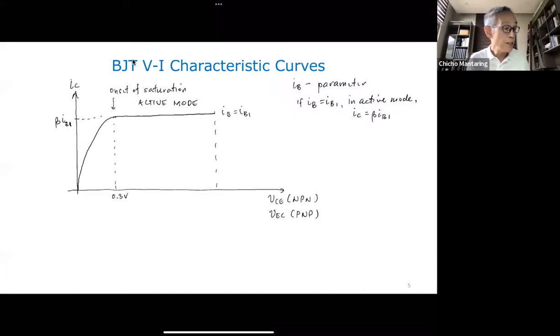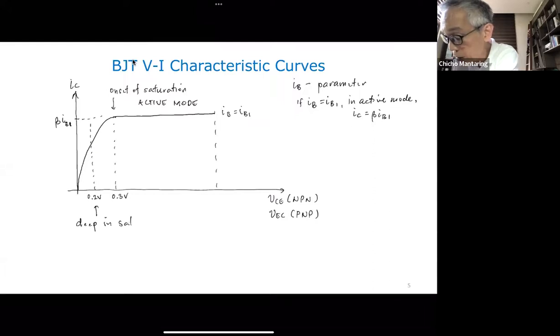That happens at VCE approximately equal to 0.3 volts. Okay. At some point, your transistor is going to be what we call deep in saturation. And that will happen at about 0.2 volts. So this is the transistor deep in saturation.